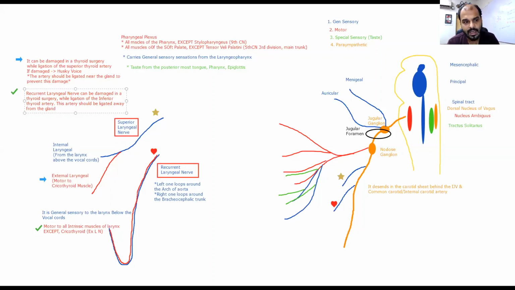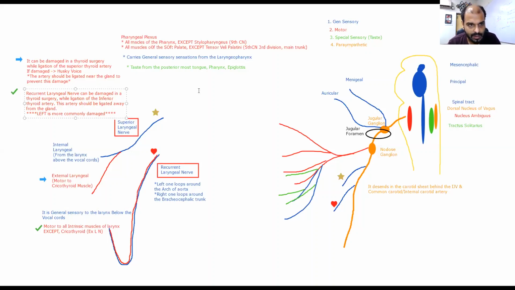And if it gets damaged, there is one more important thing. Which sided recurrent laryngeal nerve is most commonly damaged, right or left? This is an important point. Maybe right. Left is more commonly damaged. I will show you. Because it is near to the gland. Left is more commonly damaged.